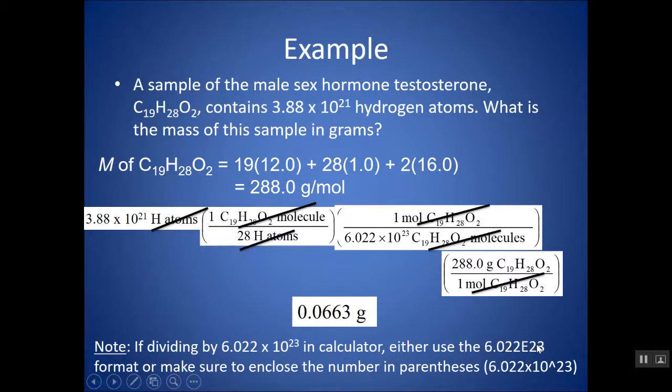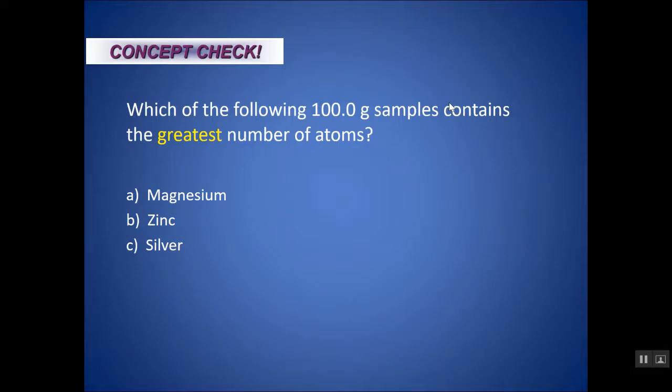If you don't use that format, then you have to make sure that you enclose that entire Avogadro's number in parentheses, just to make sure that your calculator is dividing by this whole number instead of dividing by 6.022 and then multiplying by 10 to the 23rd after. So just make sure your calculator is doing the correct order of operations by either putting in parentheses or using that E format, or you can even program your calculator to have 6.022 times 10 to the 23rd stored as a certain symbol if you prefer to. Take a moment to try this problem and then check your answers.